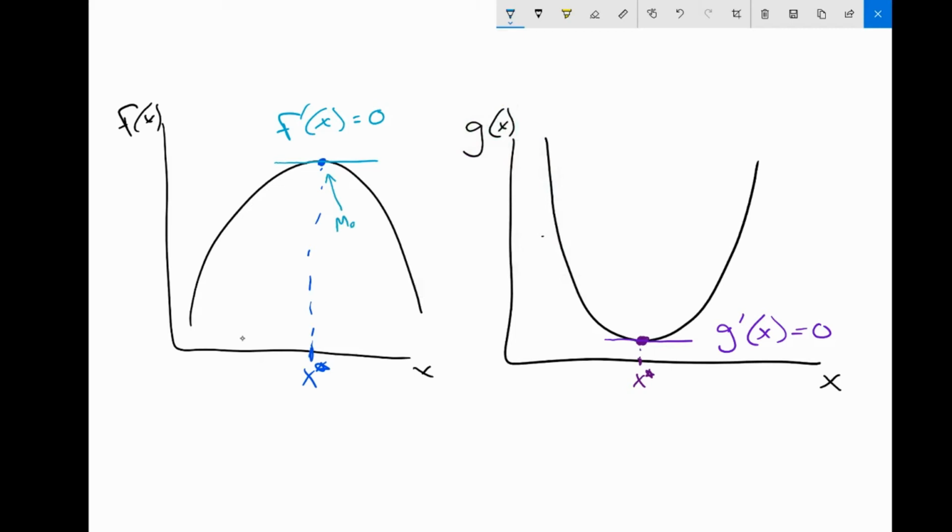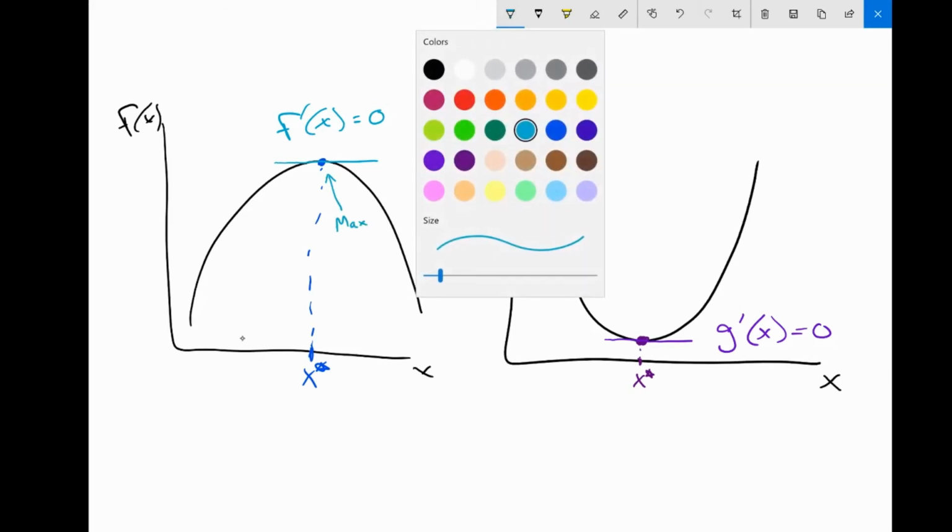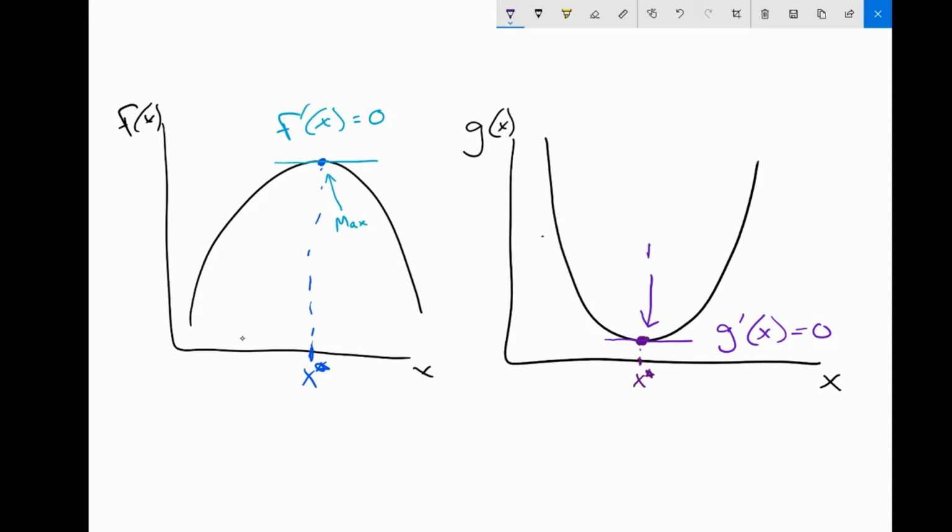This is a max, this is a min. But you can see that just because the derivative equals 0 doesn't mean it has to be a maximum. If the derivative equals 0, it could also be a minimum. So how would we distinguish between a maximum and a minimum? Let's do another bit of review. Can anyone remember what the second derivative of a function tells us about the function?